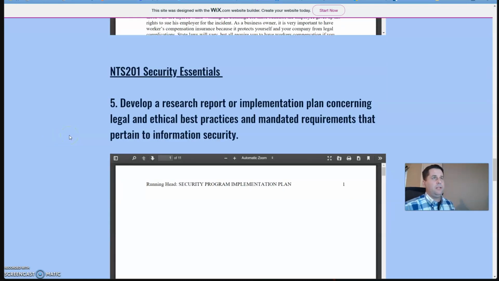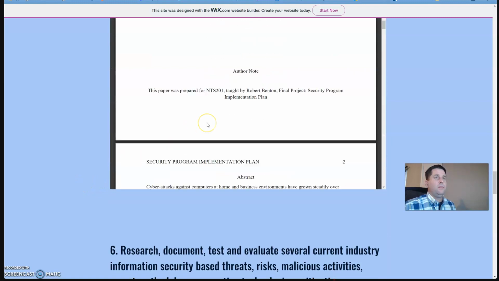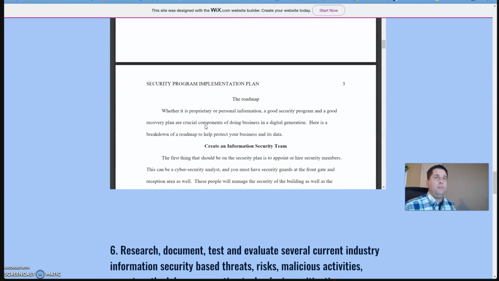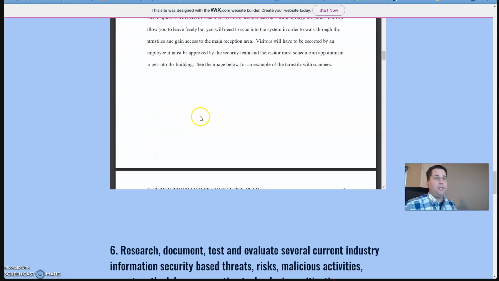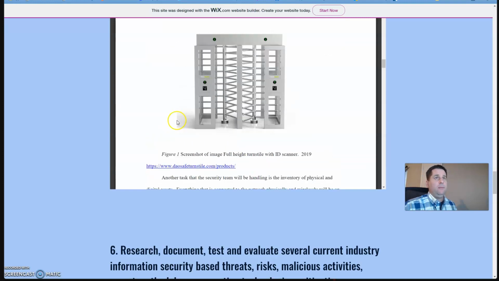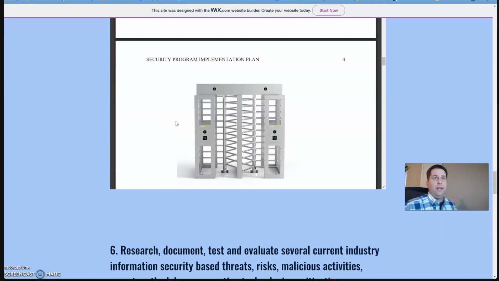The fifth objective is basically the ethics of network security. This one was coming up with a plan to secure your building and the devices that you would need, such as turnstiles, badge readers, badges, security cameras. And then also there's a section in here where we had to create a security team for the company. This company is a 24/7 operation, 7 days a week. Basically, it's a data farm for a company that hosts its data.